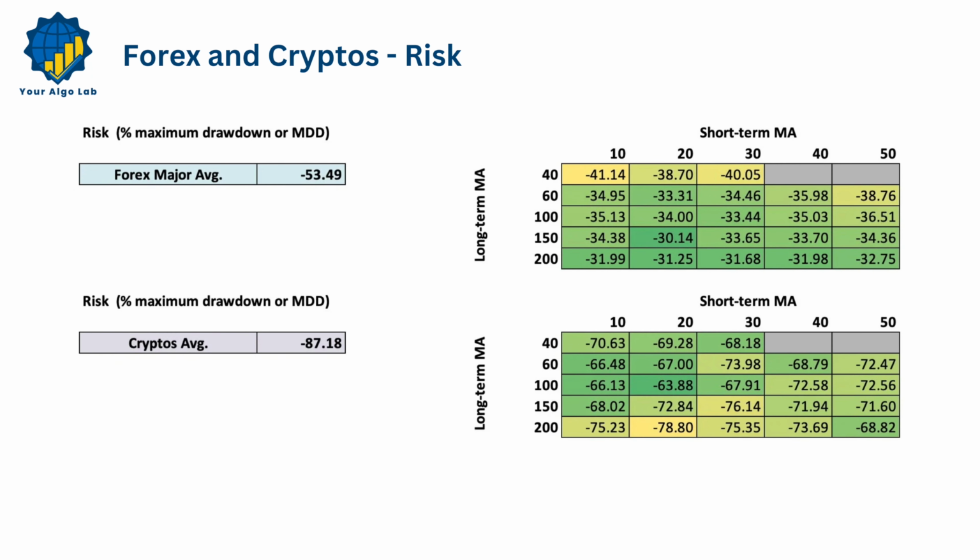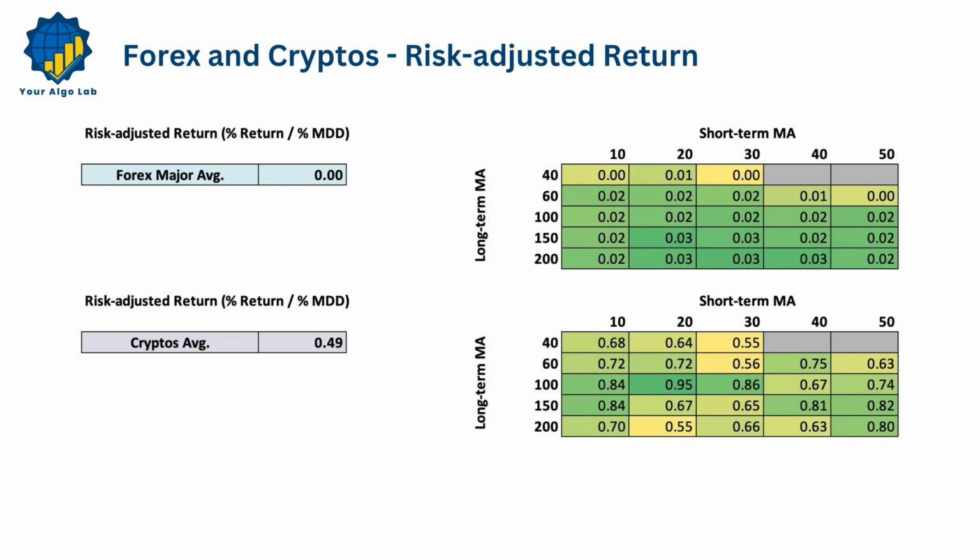Next, we examine risk, noting an overall improvement across nearly all currency pairs and cryptocurrencies. When examining risk-adjusted returns, we see significant improvements. In the Forex market, outperformance tends to cluster around the 30-200 moving average combination. For cryptocurrencies, the clustering appears to be near the 20-100 range.